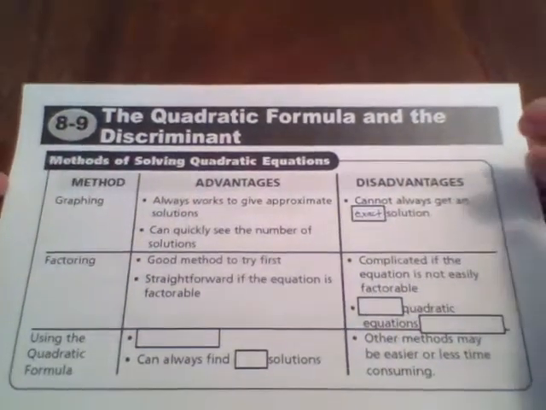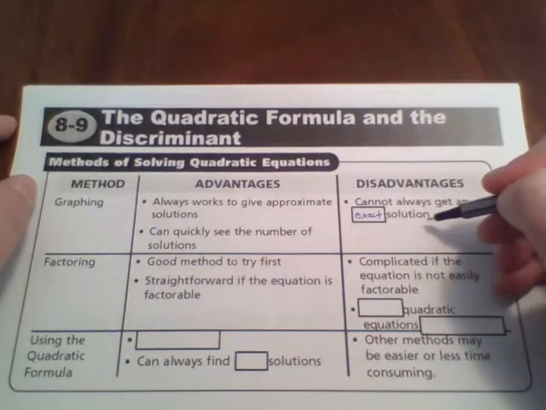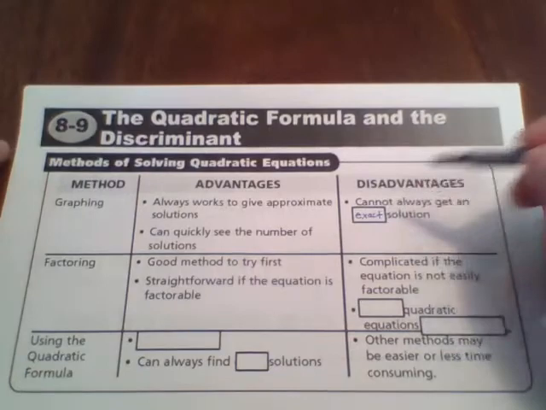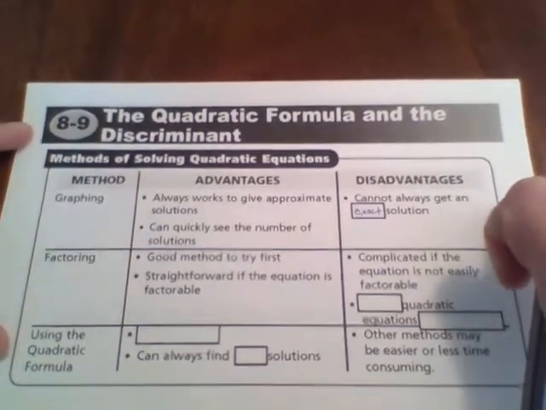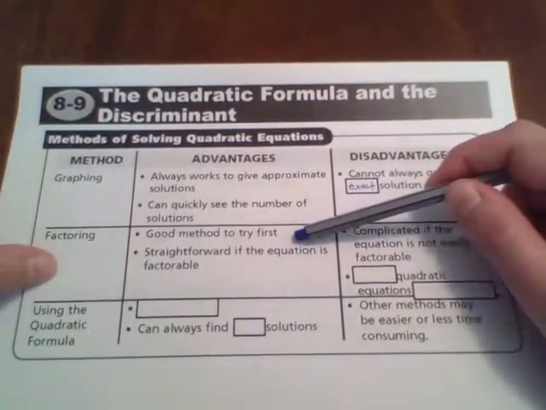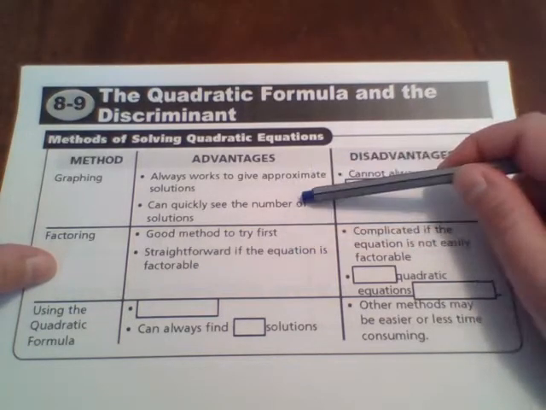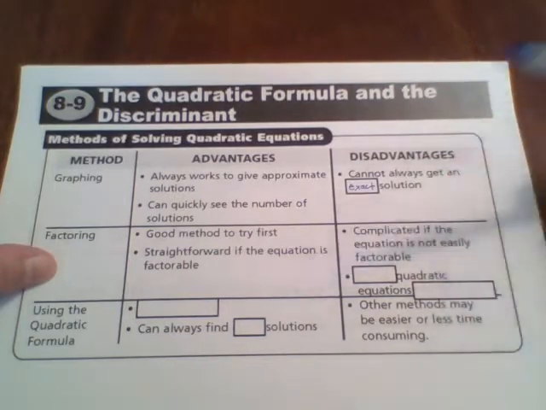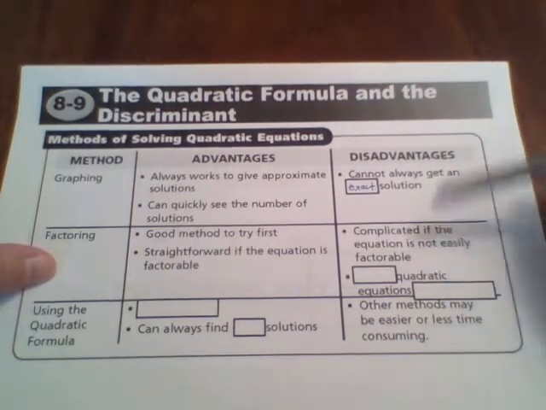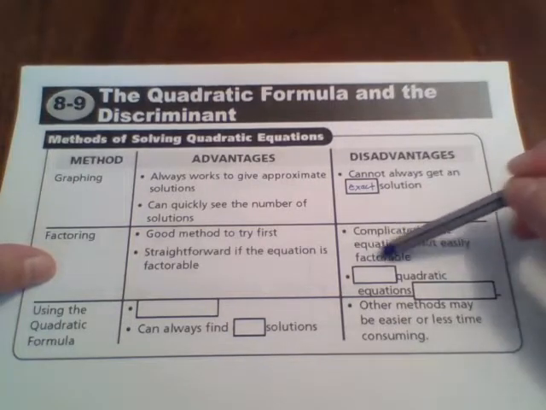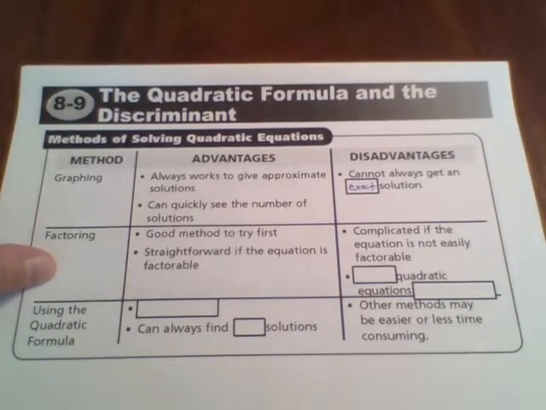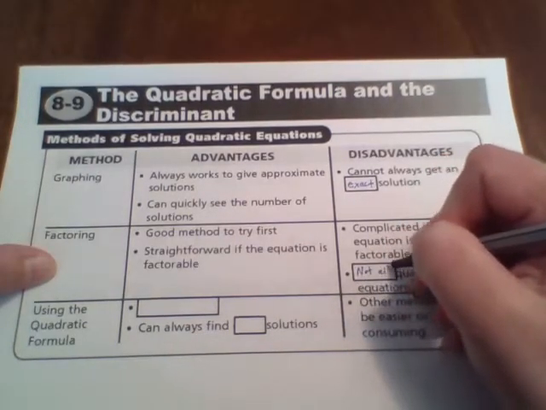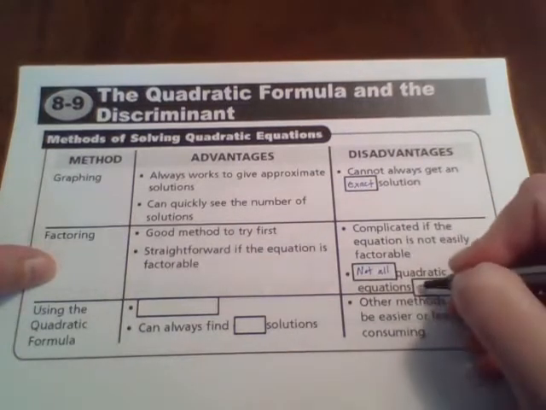I recall that we did one where we had to estimate that it was halfway between, but you can't always say that that's exact. You would want to actually find the correct number. The next piece was factoring. It's a good method to try first so that you don't have to end up having to plot each of the points. It's straightforward if it's factorable, but of course that's where the disadvantage comes in. It's complicated if the equation is not easily factorable, and not all quadratic equations are in fact factorable.